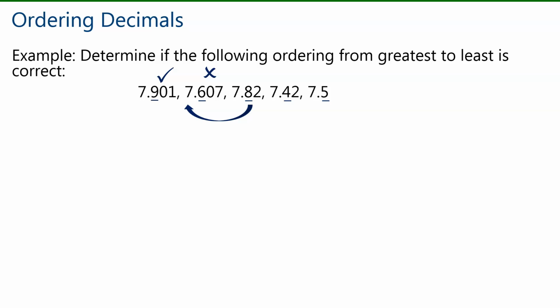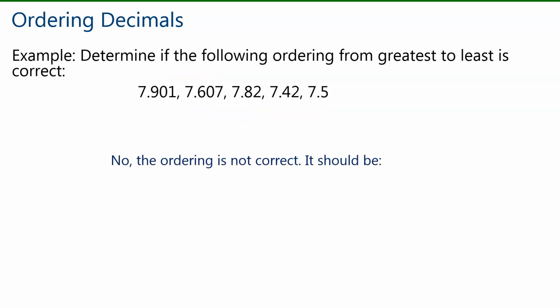Then if I look at the last two numbers, I have a 4 and a 5. The 5 should come before the 7.42. So I'm going to say, no, the ordering is not correct. It should be 7.901, then 7.82, then 7.607, 7.5, and lastly 7.42.